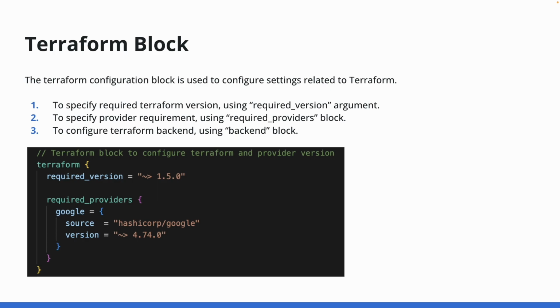Say if you want to use multiple providers, say besides the Google Cloud provider, you want to use other providers like the random provider or any other provider that is available in the Terraform public registry, you can mention that. Now the third thing is that you can also configure a backend under the terraform block. Backend we'll see in detail when we learn about backends.